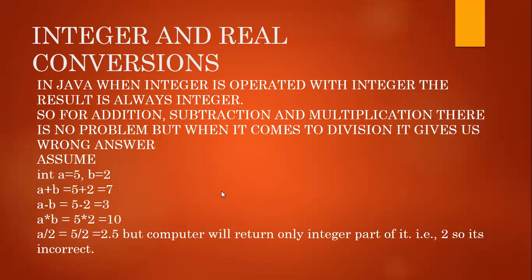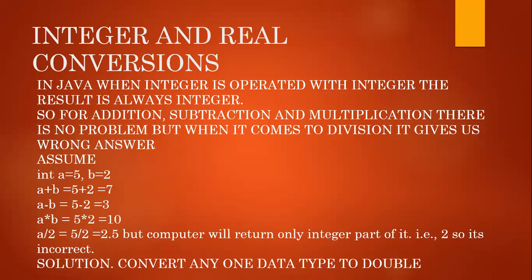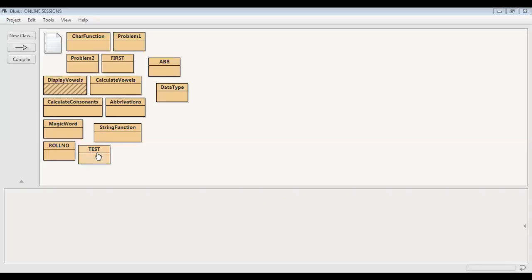So the problem is how to get the right answer out of it. It's very, very simple to get the right answer. What you have to do is convert any one data type to double. You just convert any one data type of it to double. Let me show you this. This is again something very important that needs to be understood by looking at a practical approach. Okay, let's do it.